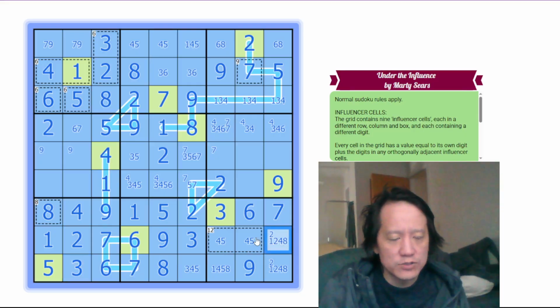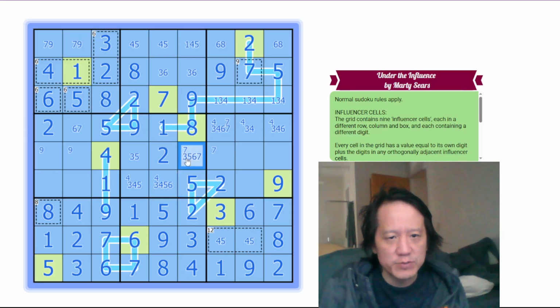So this can't be 1, 2, or 4, so that makes that 8. This makes this a 2. This can't be 4, 5, or 8, so it's 1. This can't be 3 or 5, so it's 4. So 2 and 3 add up to 5, so this is 5, which makes this a 7. This 3 eliminates 3 here, so it's 6, which makes this 3.